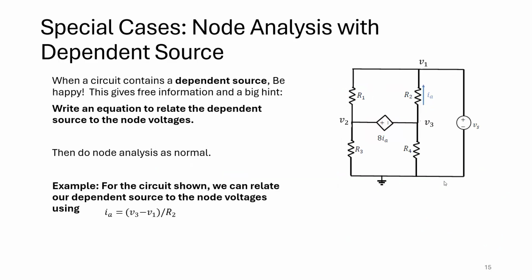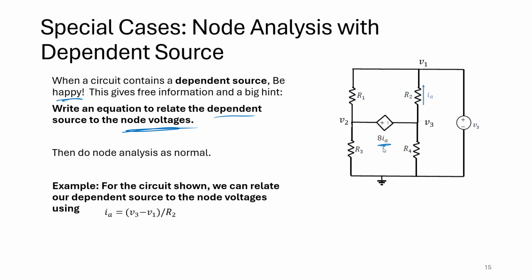All right, so our last special case is when we're trying to do node analysis in a circuit that has a dependent source. And when a circuit contains a dependent source, you should be happy because this gives you free information and a big hint. Basically, what you need to do is relate the dependent source to your node voltages, and then do node analysis as normal.